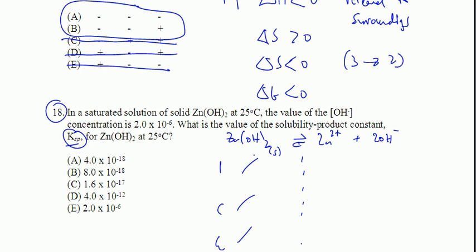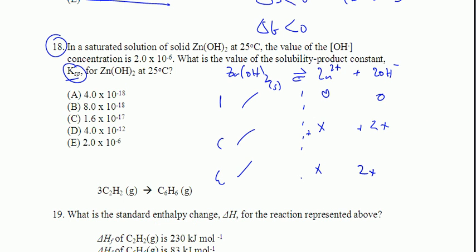Well, initially we know that these are 0. We know it's going to shift to the right, so we're going to have x and 2x. We're going to plug that into Ksp. So we know that Ksp is going to be equal to Zn to the first power and OH to the second power, which is going to be equal to x multiplied by 2x squared, 4x cubed.